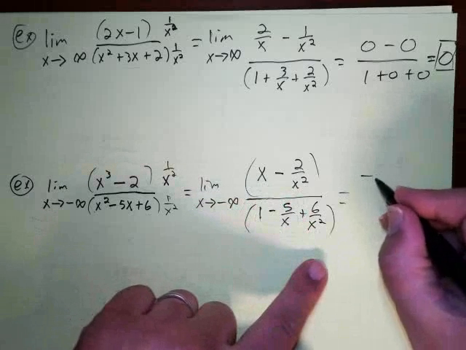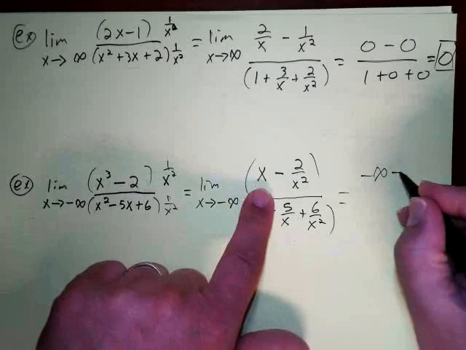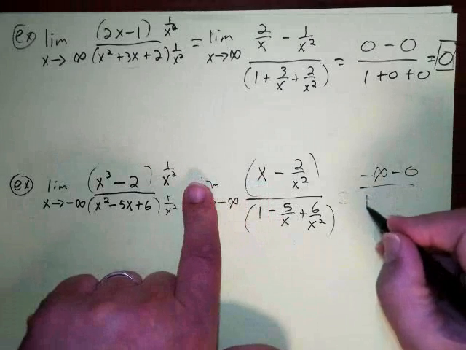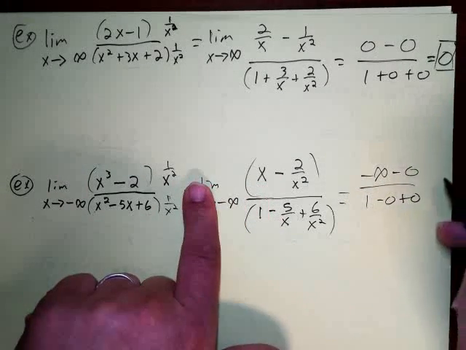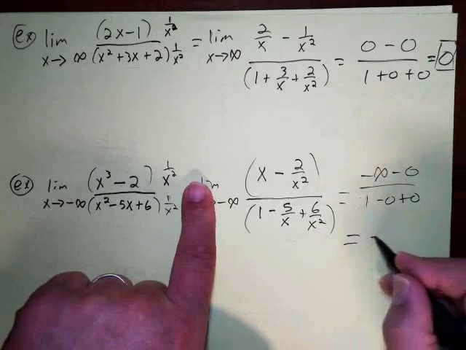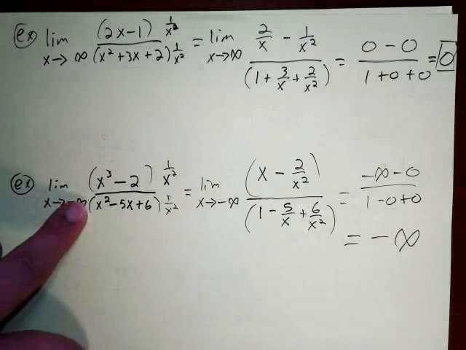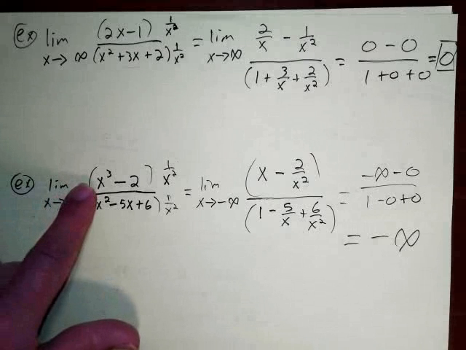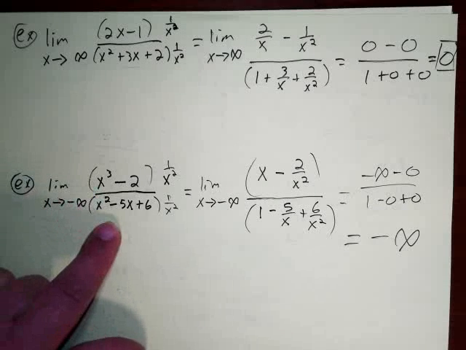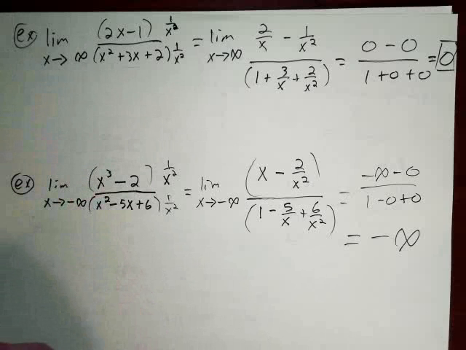You'd have like negative infinity. You can think of this as negative infinity minus 0 over 1 minus 0 plus 0, right? This whole thing is going to negative infinity, okay? And this fits with rational functions because the degree of the numerator is bigger than the degree of the denominator. It means that there's no horizontal asymptote.